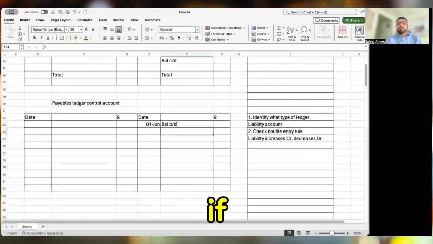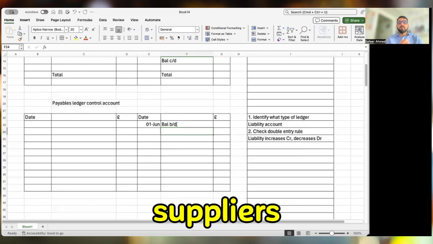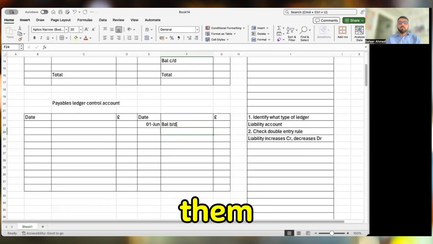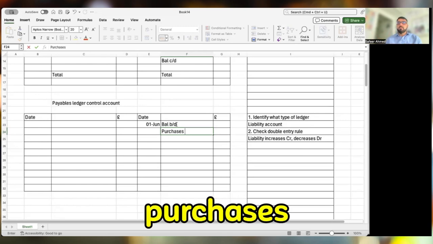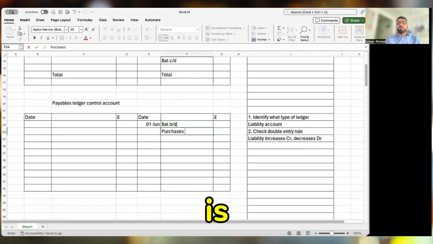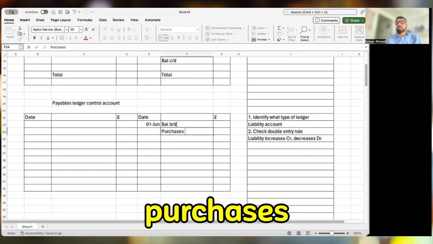Similarly, if a business buys more goods from suppliers, they owe more money to them, which will increase the balance they owe to their suppliers. So therefore, any purchases, any credit purchases, remember that cash purchases do not go into the payables ledger control account, but I'm just writing the word purchases, which implies that these are credit purchases.